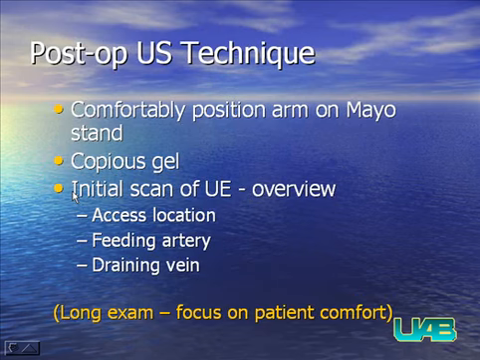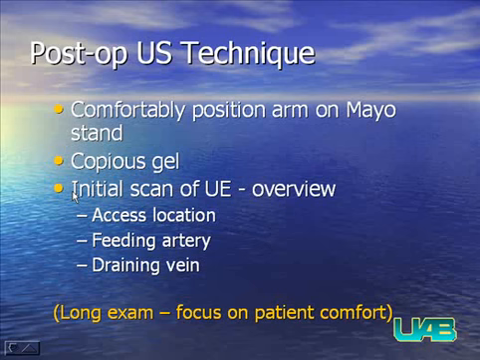When we're evaluating these after the surgery, you need to understand some of the different techniques that are used to optimize the evaluation. The patient should be either sitting or slightly reclined and in a comfortable position. Their arm should be laid out on an instrument stand, usually with the palm up. We use a large amount of ultrasound gel almost as a standoff so that we're not putting undue pressure on the draining vein. In the initial overview, we will look at the location of the vessels.